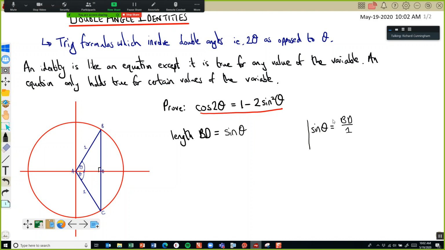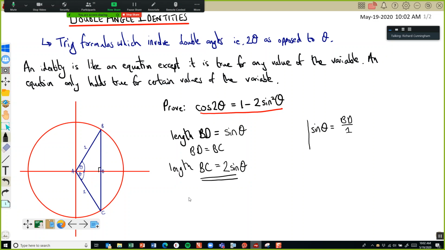And because BD equals BC, yep, because these triangles are identical, the length BC is equal to what? If this is sine theta and this is sine theta, then the total length is just 2 sine theta. Okay, so BC, total length of this triangle is 2 sine theta. All right, so that's one result for BC.